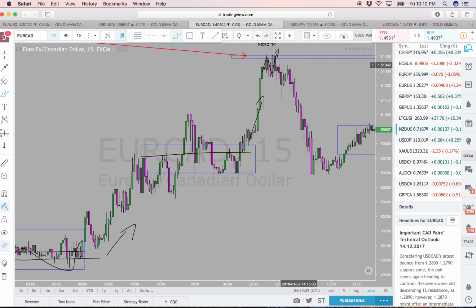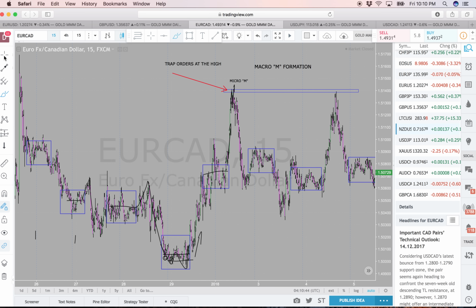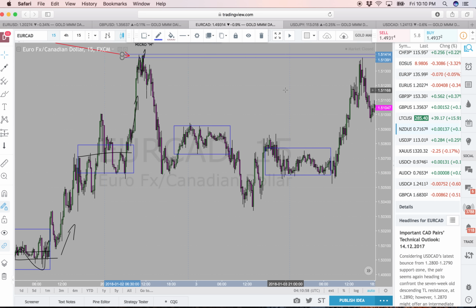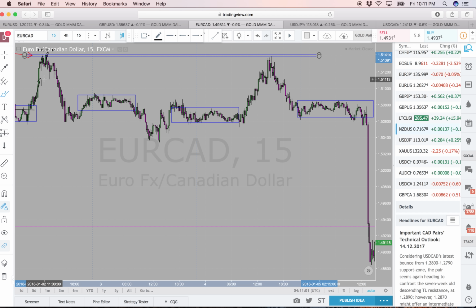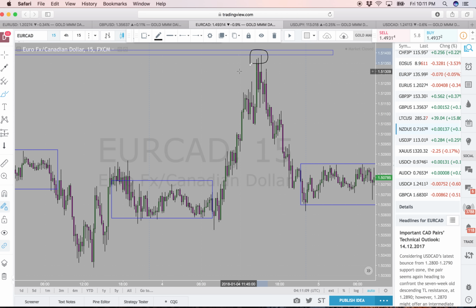Lots of retail traders bought that, and then were trapped in this blue range that I drew right here. So there are trap orders. The goal was to trap orders at the high around 1.514, and then since there are trapped orders above this high, they can make another sweep at the high, but depending on how much money is trapped up there, they do not want to break above that high.